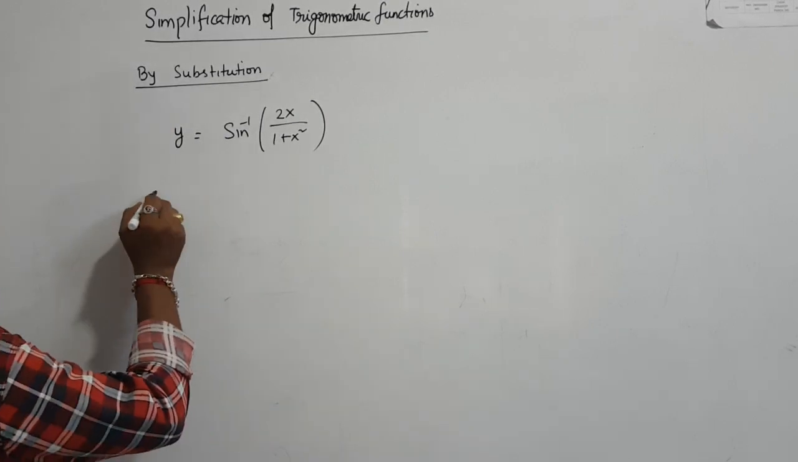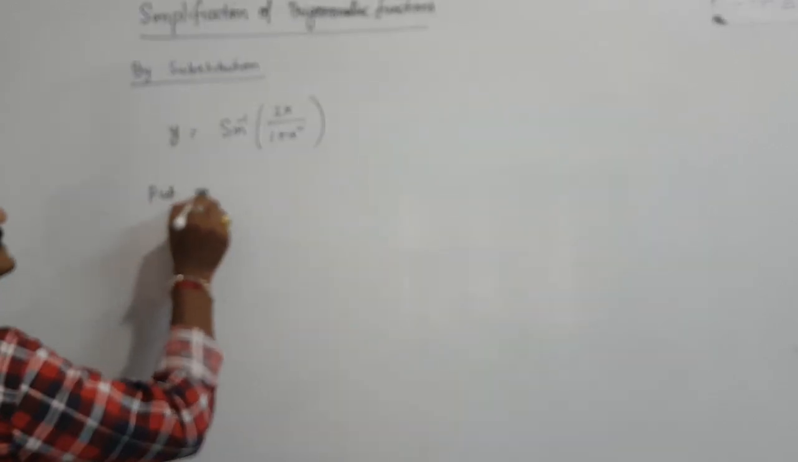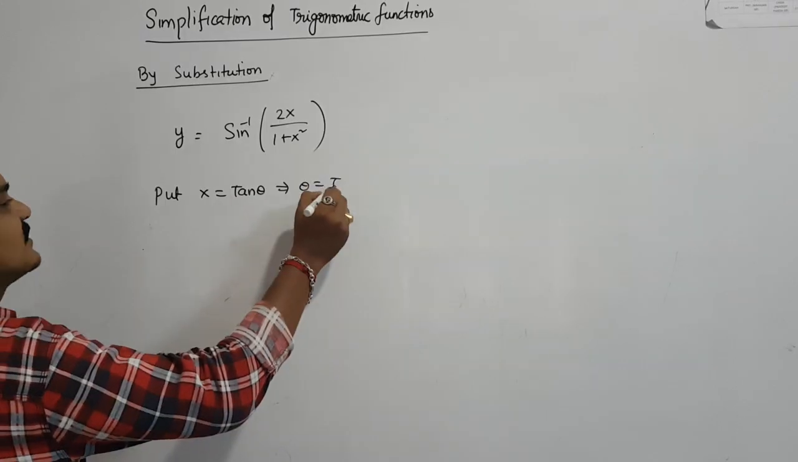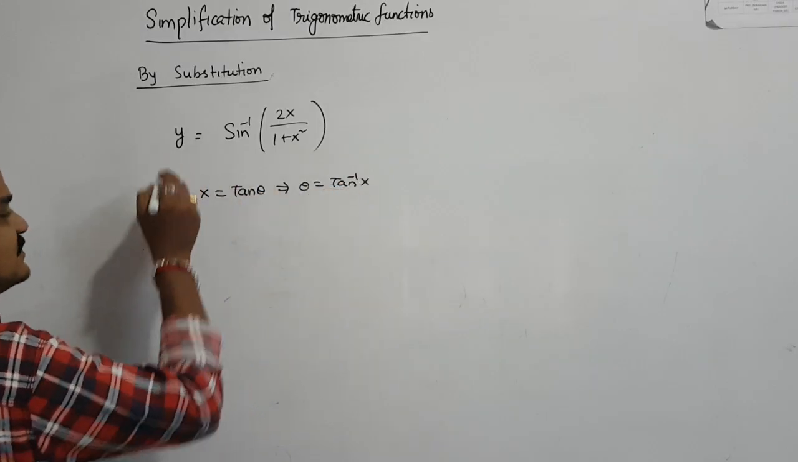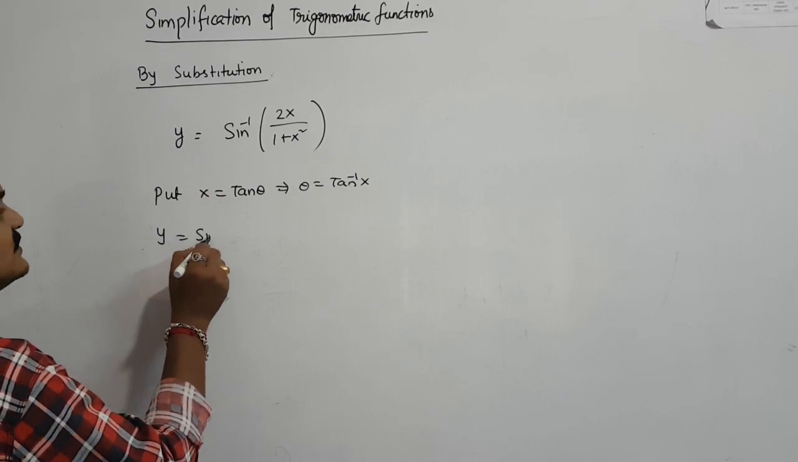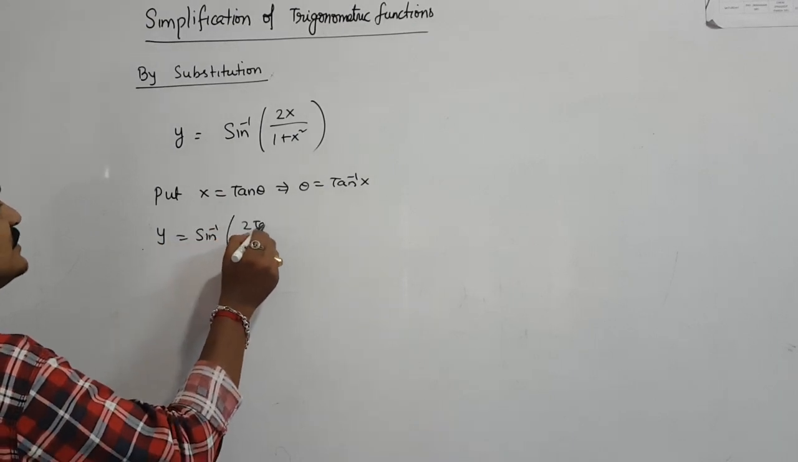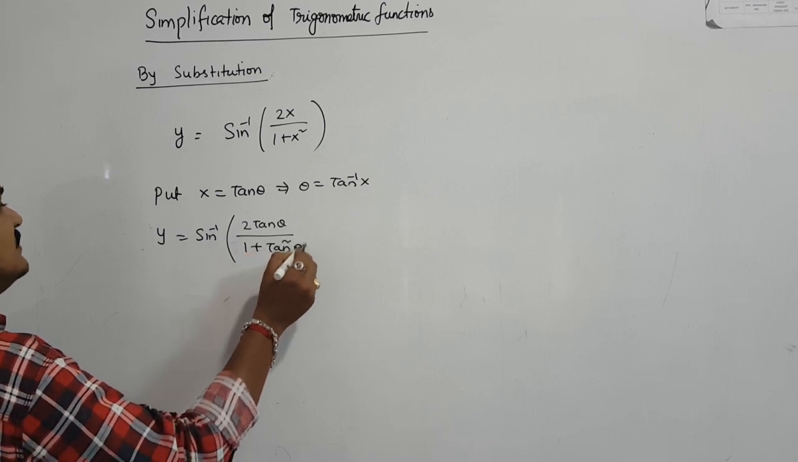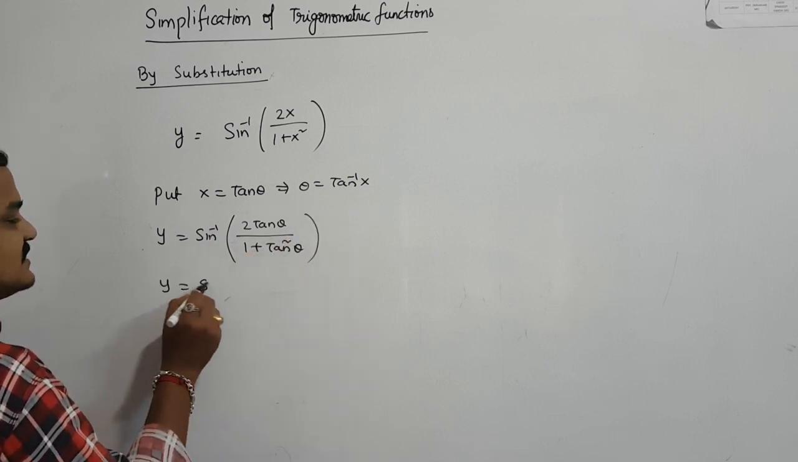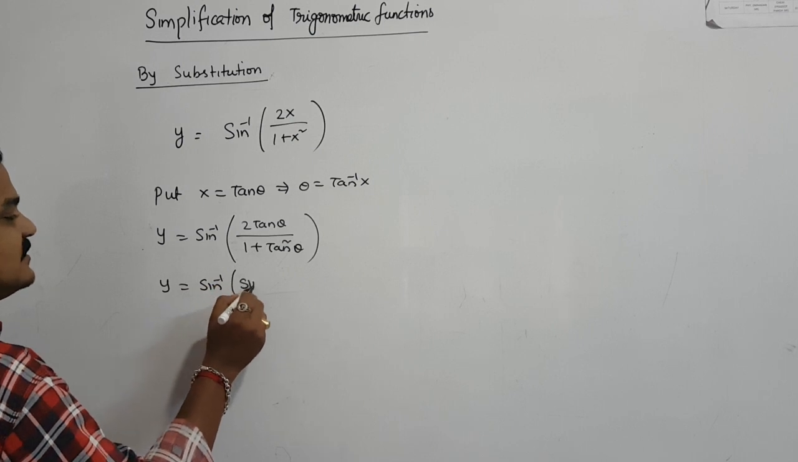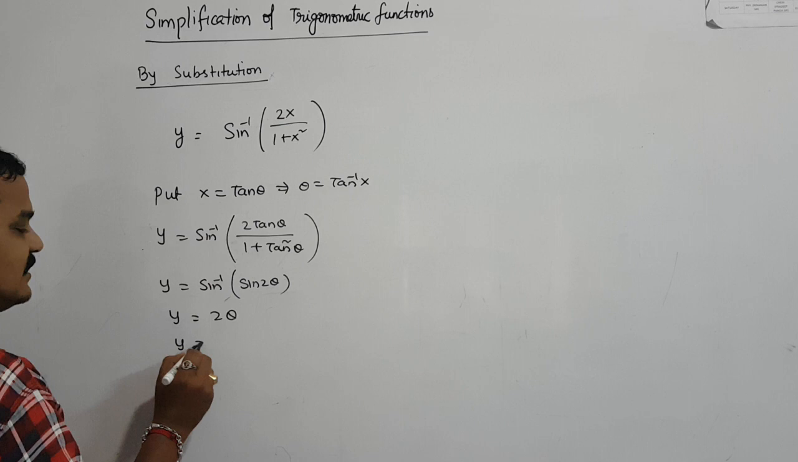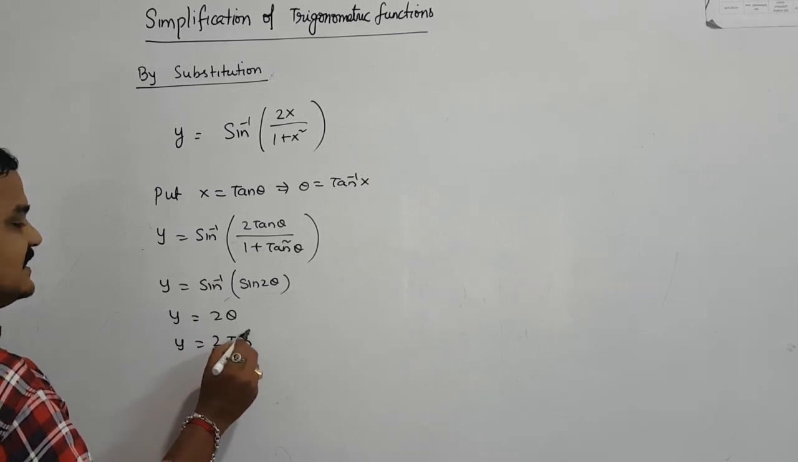Now see, I am substituting, put x is equal to tan theta. x is equal to tan theta means theta is equal to tan inverse of x. Substitute. y is equal to sin inverse of 2 tan theta by 1 plus tan square theta. We know the formula, 2 tan theta by 1 plus tan square theta is equal to sin 2 theta. So y is equal to 2 theta. y is equal to 2 into theta, that is, 2 tan inverse of x.